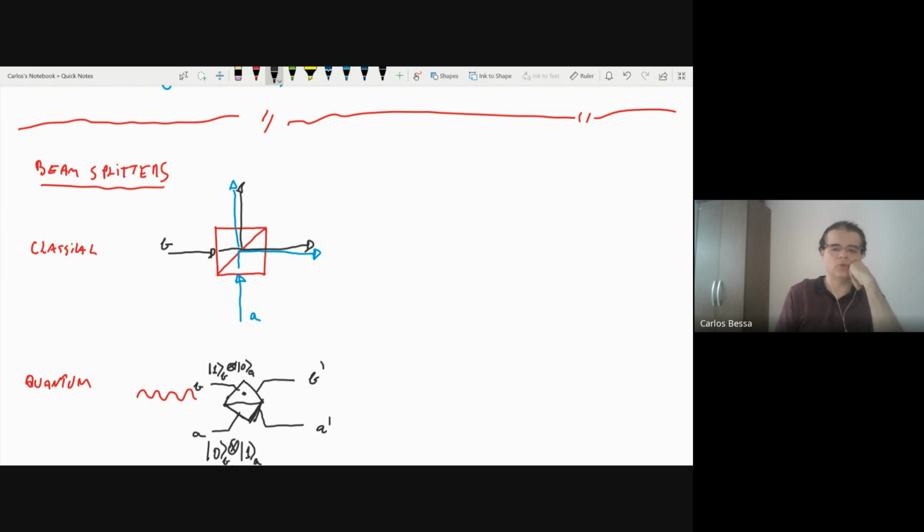And we saw in the last lecture, we could represent the beam splitter operator, called B, by this matrix: cosine of theta, minus sine of theta, sine theta, cosine.